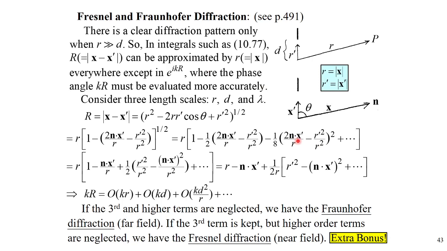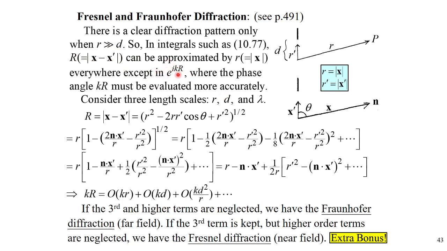We will consider so-called Fresnel diffraction and Fraunhofer diffraction, 2 conditions. There is a clear diffraction pattern only when R is greater than D. That is, the observer is far from the aperture, relative to the size of the aperture. So in the integrals such as 10.77, R, the distance between source and observer, can be approximated by R because R is much larger than the source terms everywhere except in the exponential e^(ikR). Why can we not omit this part? Because this is the source part. That's very important.